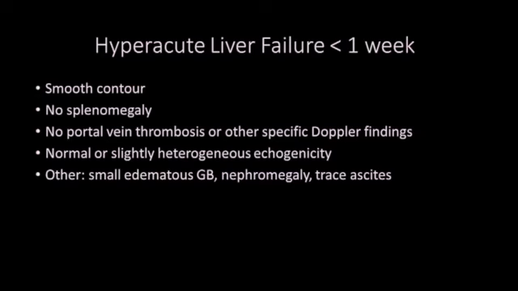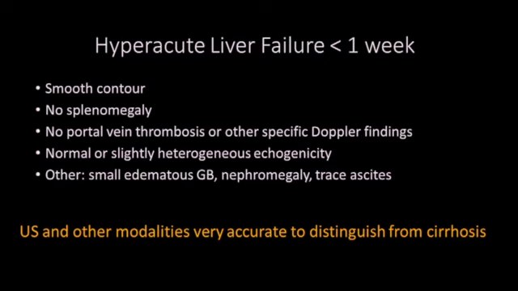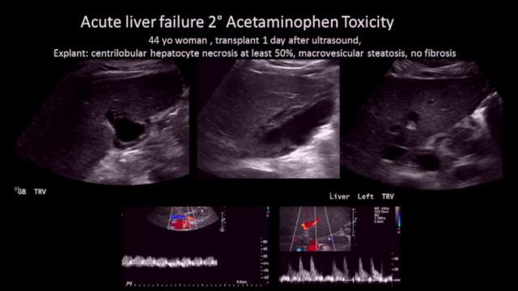At this stage, ultrasound and other modalities are very accurate to distinguish hyperacute liver failure, fulminant liver failure, from cirrhosis, because cirrhosis will look completely different, and fulminant liver failure in the hyperacute stage looks relatively normal with just minor findings. Let's turn to some of these examples.